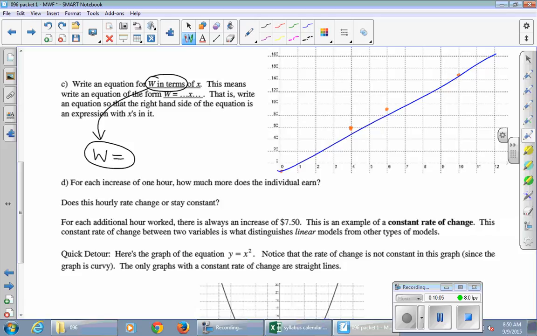Okay, so what's our equation here? What do we do to the number of hours worked to find the wages?